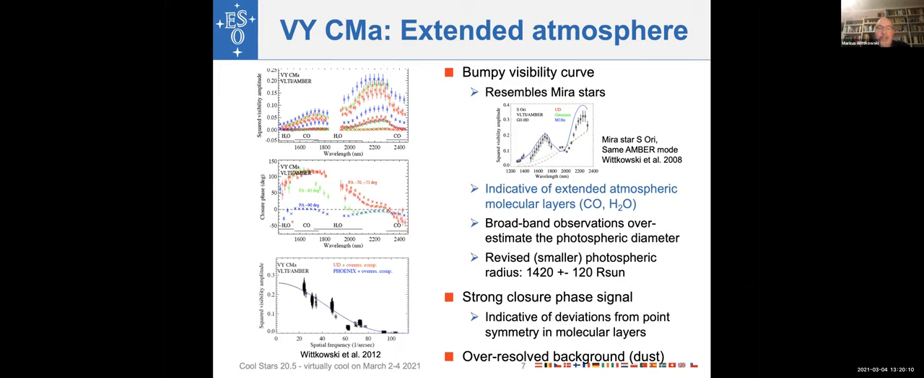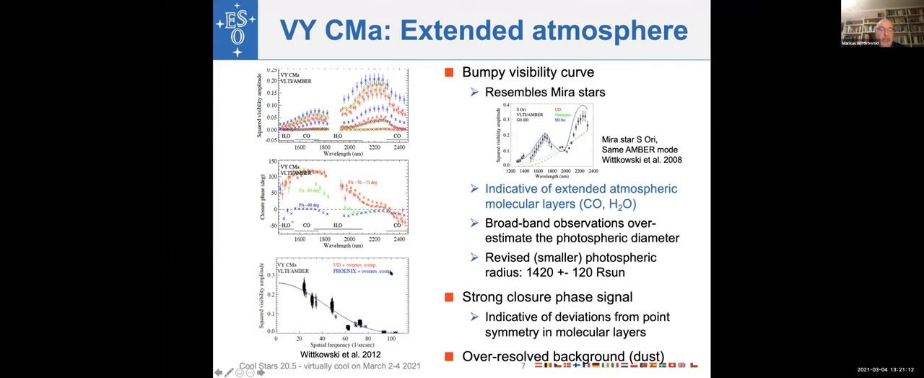Before I come to MATISSE data, I'd like to show some previous results on red supergiants. This is VY Canis Majoris that we observed with GRAVITY. We saw a bumpy visibility curve, which you see on the top left, and this indicates that there are extended atmospheric layers of CO and water. It resembles what we have seen in Mira stars before, shown in the graph on the right, where we also see this bumpy visibility curve that indicates extended molecular layers. Here the blue curve is a dynamic model atmosphere that is consistent with this, so such models naturally include extended molecular layers. We also see a strong closure phase signal showing that there are strong asymmetries in the star.